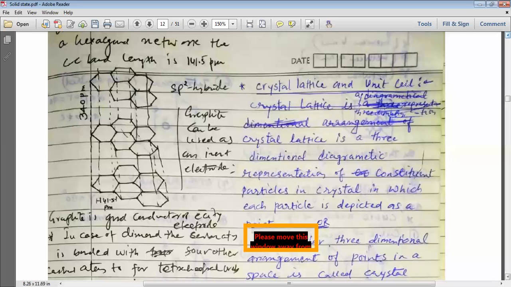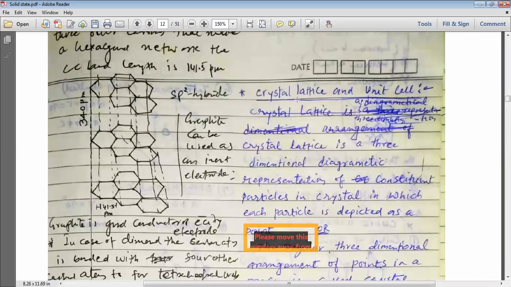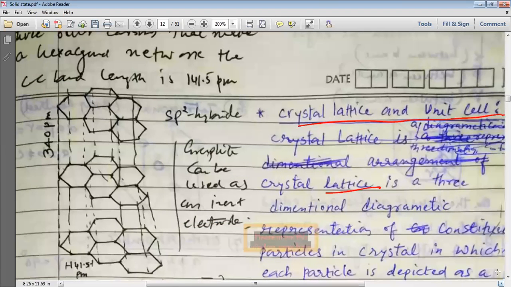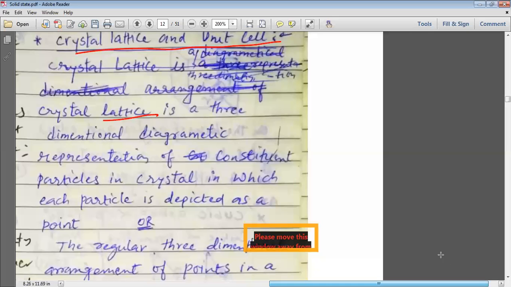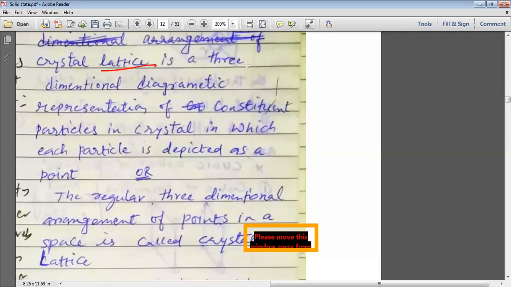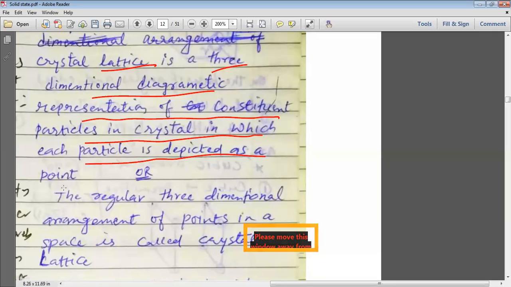So after revision, my dear students, let us start studying about the crystal lattice and unit cell. So crystal lattice is a three-dimensional diagrammatic representation of the constituent particles in the crystal in which each particle is depicted as a point.